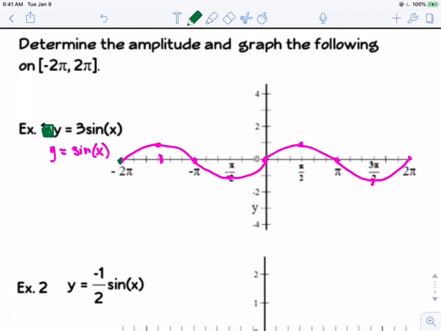Is that one going to go anywhere? No. 3 times 0 is still 0. Is that one going to go anywhere? Yes. Where's it going? Up. Up to 3, right? Is that one going anywhere? Nope. Is this one going anywhere? Negative 3. So I think you got it.